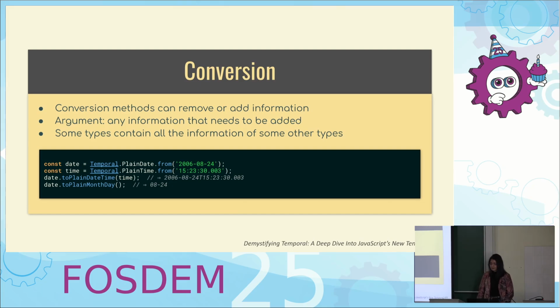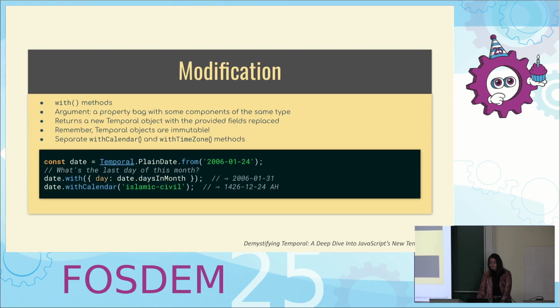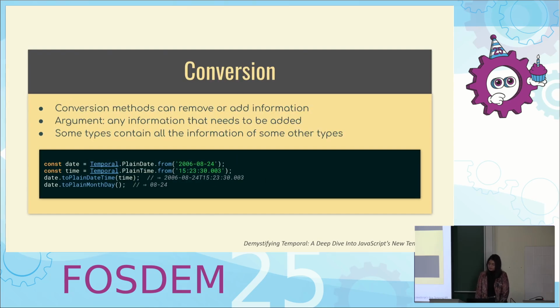in this example, we have a plain date, and we want to convert it to plain date time. So we pass the time, and that gives us an output which is a plain date time. And if you want to convert it to plain month day, then plain date already has the month day information. In that case, we leave the arguments empty. And so that's the conversion.